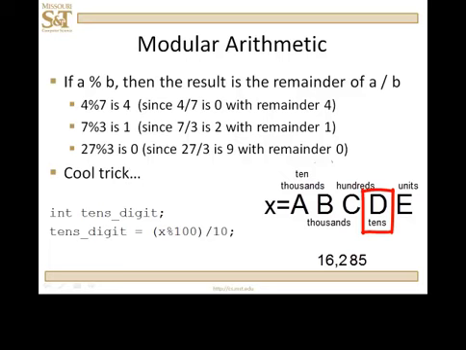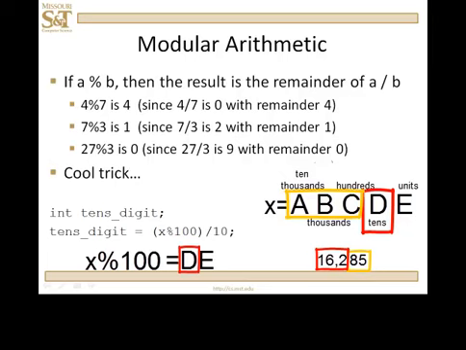Well, one way to do that is I'm going to take X and I'm going to mod it by 100. X mod 100. What is that? Well, how many times does 100 go into X? It goes ABC times. Or in other words, look at a numerical example. How many times does 100 go into 16,285? It goes in 162 times. What's the remainder? The remainder is DE. The remainder is 85. Now, D is what I'm after. That's what I'm trying to isolate.